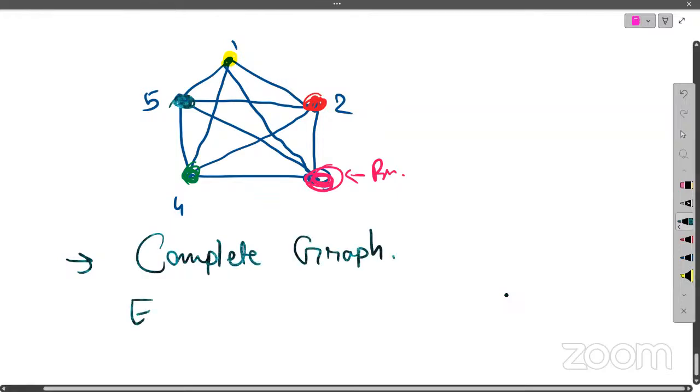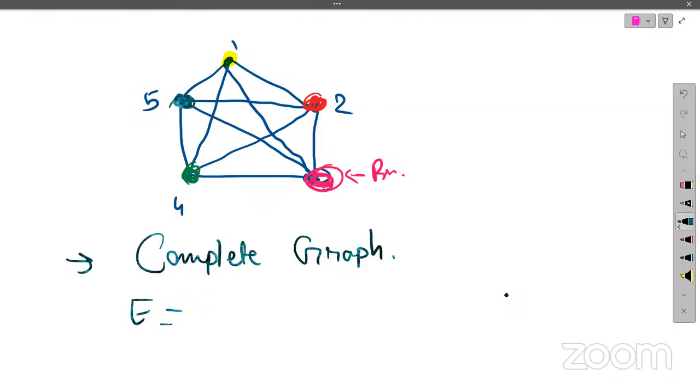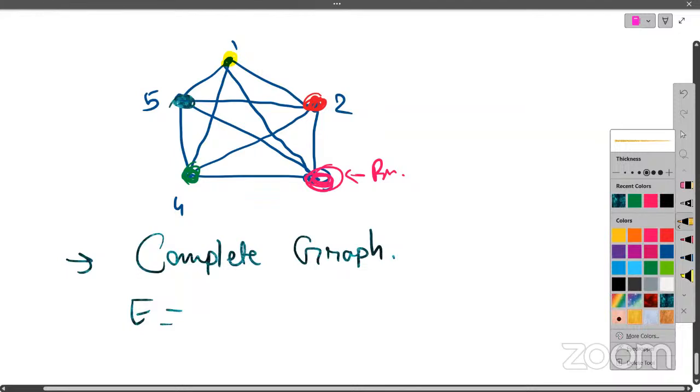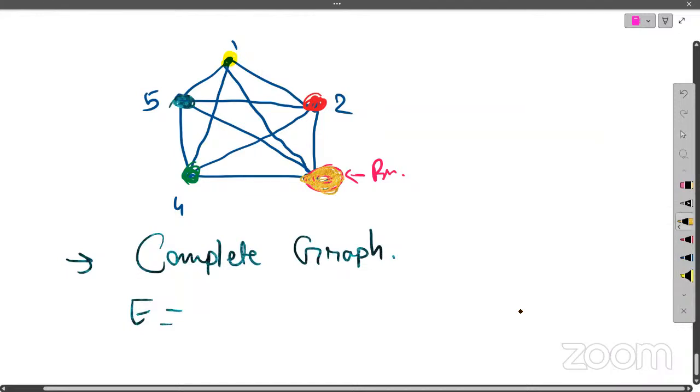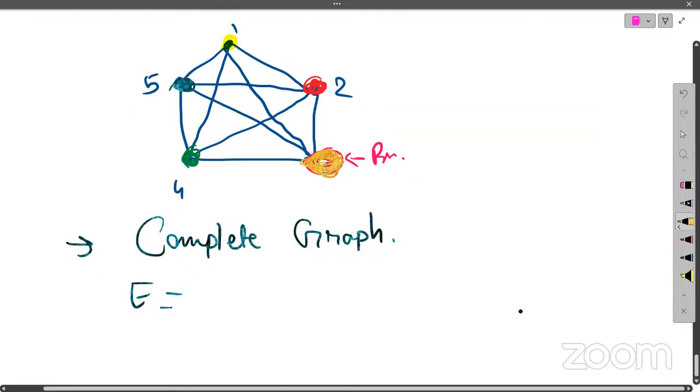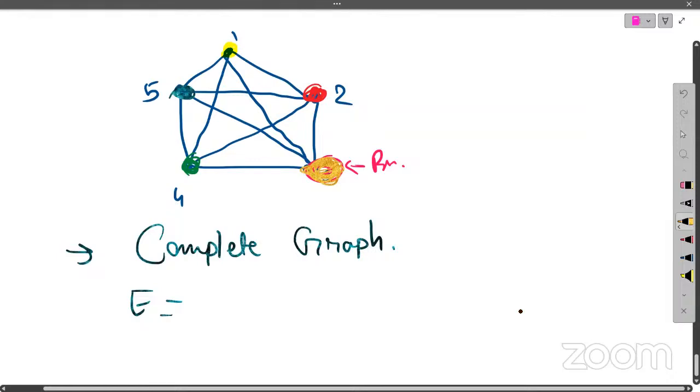Every node should be a different color, right? But green color twice, red color twice is there. No, this is not red. Think of this as pink or something, golden or something, and this is also not pink. Okay. Such a graph is known as a complete graph. Complete graph means every vertex is connected to every other vertex via a single edge.